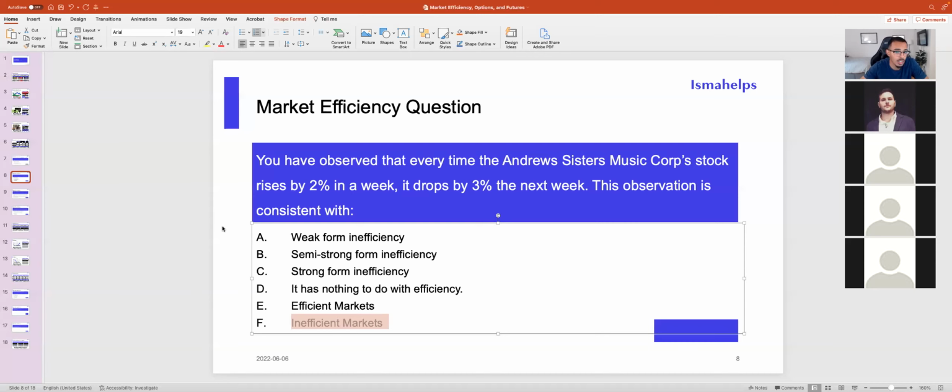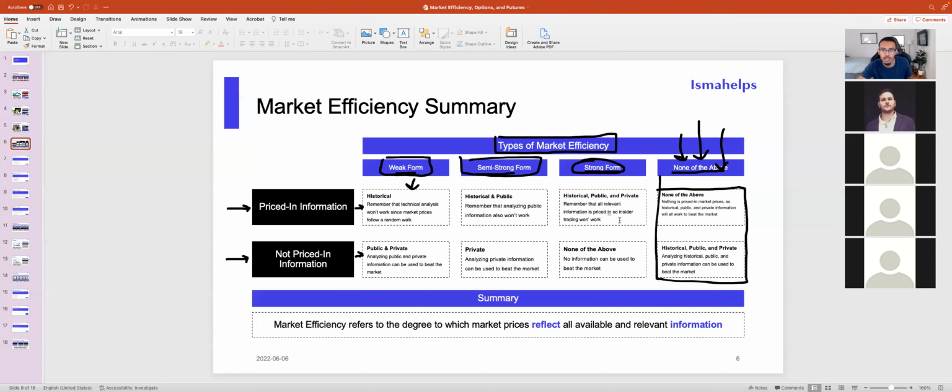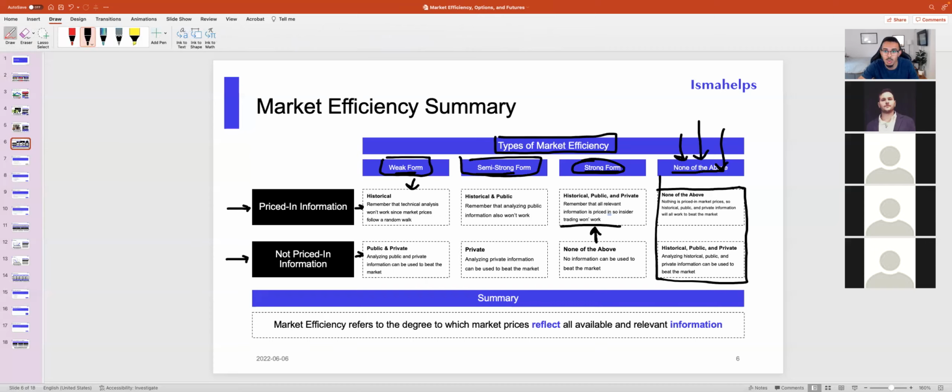This is inefficiency. Being able to look at past prices to beat the market is totally inefficient. If this were an efficient market, everything would be priced in. All of this would be priced in. But now we're saying we're using past prices to beat the market. In what world are we using past prices to beat the market? We're essentially in an inefficient market. That would be the scenario.